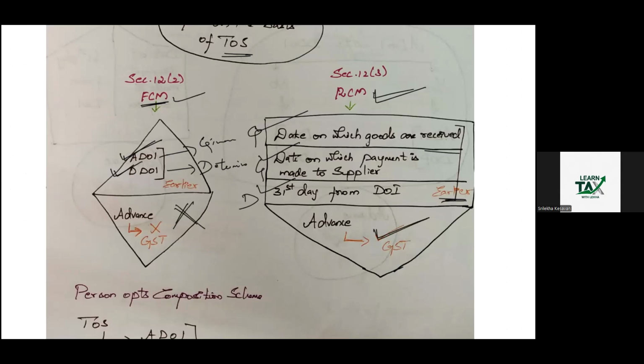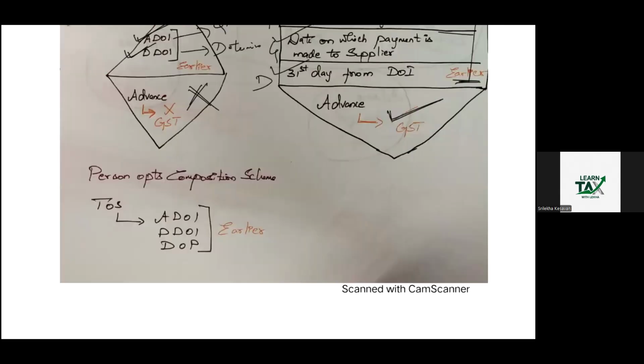Suppose a person opts for the composition scheme, so the time of supply will be the actual date of invoice, due date of invoice, or date of payment. The actual date of invoice and date of payment are given in the question. The due date of invoice you have to determine. So we now have 3 dates, and whichever is earlier is the time of supply. Thank you.